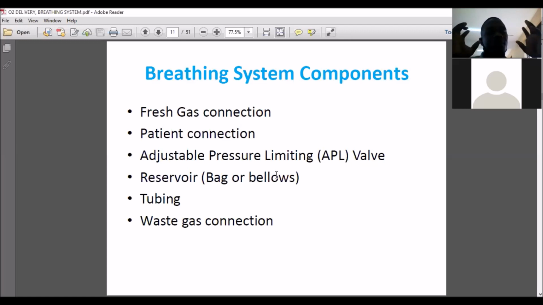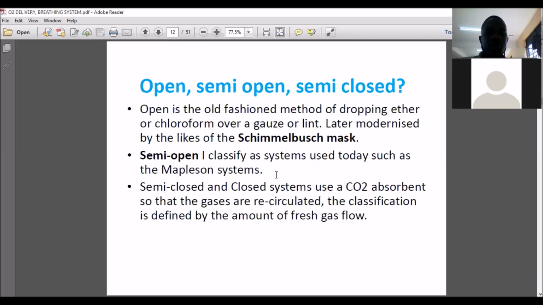Then it must have a waste gas connection. Where do you put your waste gas? Is it absorbed? Is it released out? You're getting me? So we have an open, semi-open, semi-closed, and closed system, right? Now we're using an open system. Right now, we are all using an open system of breathing, okay?